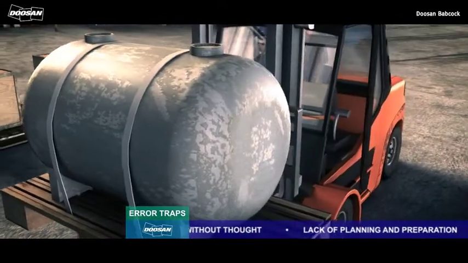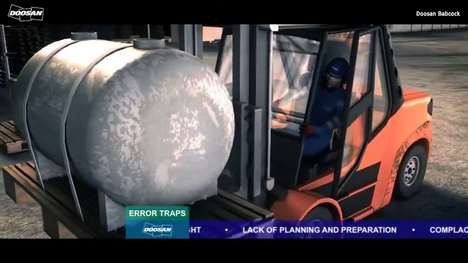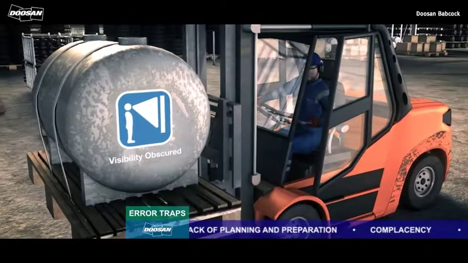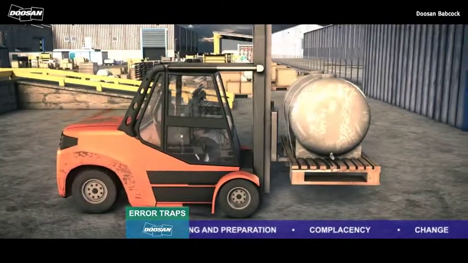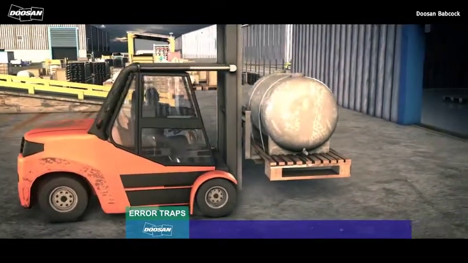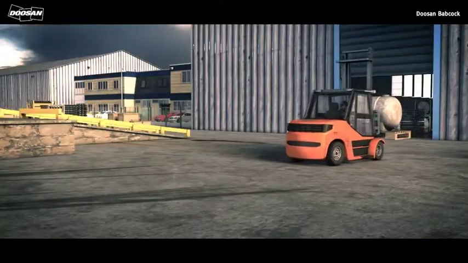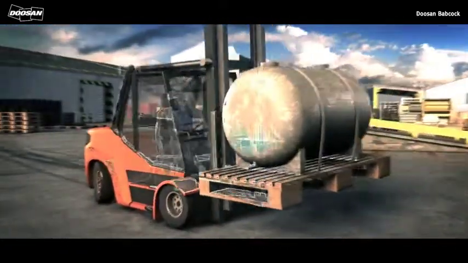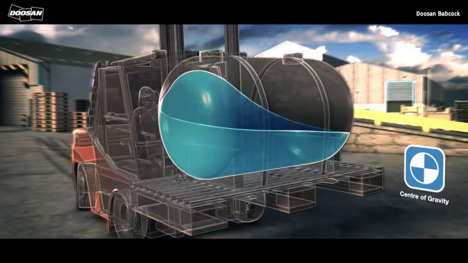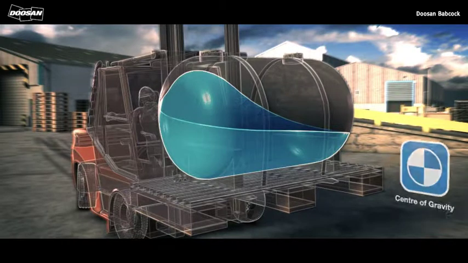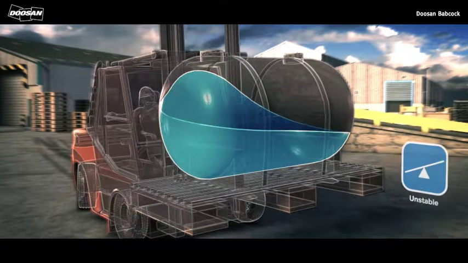After picking up the pallet with the forks and raising the load, his forward visibility was obscured. He decided to reverse with the raised load so as to give him clearer visibility. During the reversing manoeuvre, he started turning. At this point, the liquid in the tank moved and the centre of gravity of the load shifted, resulting in both the load and forklift truck becoming unstable.